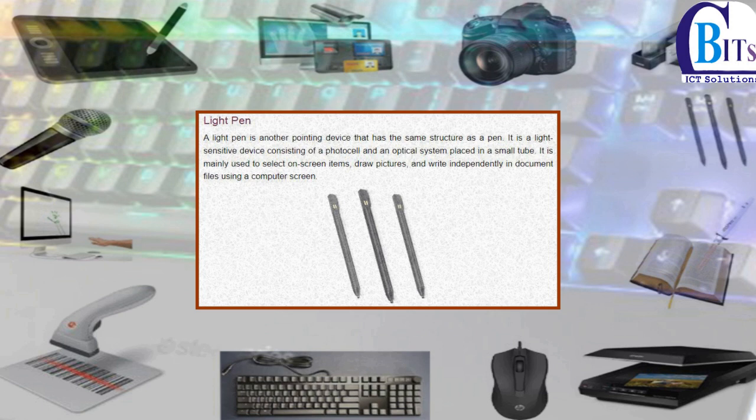Light pen. A light pen is another pointing device that has the same structure as a pen. It's a light-sensitive device consisting of a photocell in an optical system placed in a small tube. It's mainly used to select on-screen items, draw pictures, and write independently in document file using a computer screen.